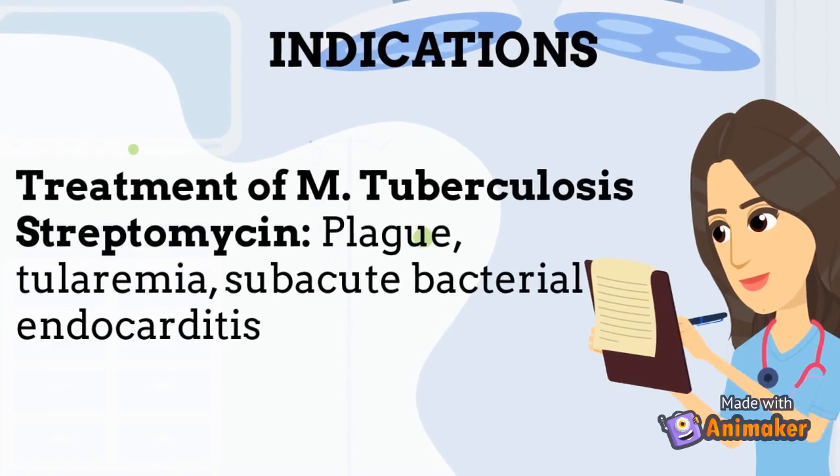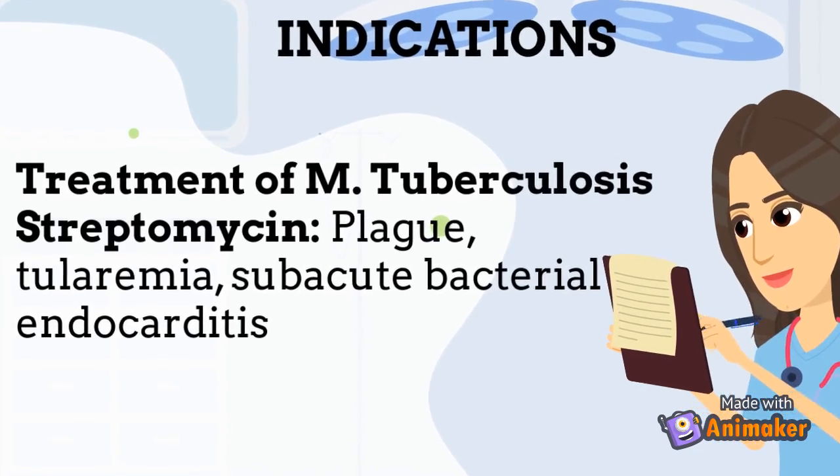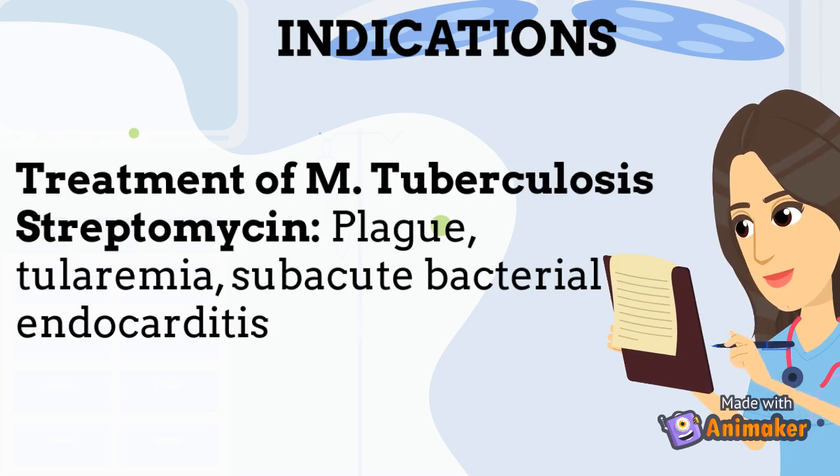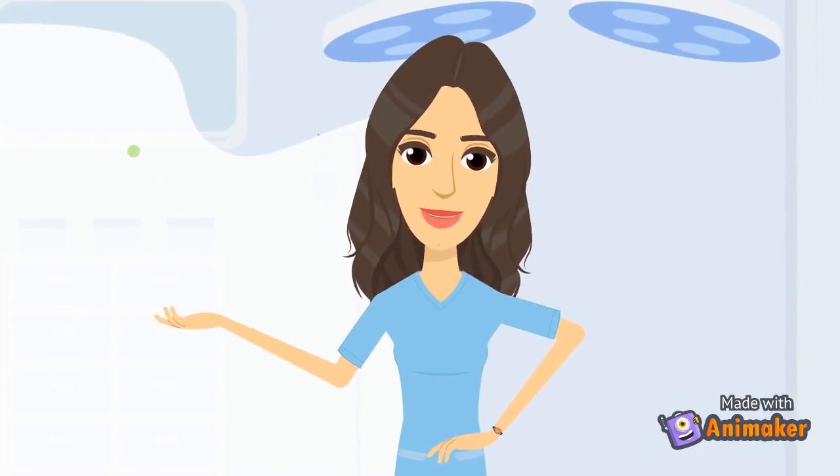And our indications include the treatment of M. tuberculosis. And me, streptomycin, my indications include plague, tularemia, and subacute bacterial endocarditis. Now on to my contraindications.